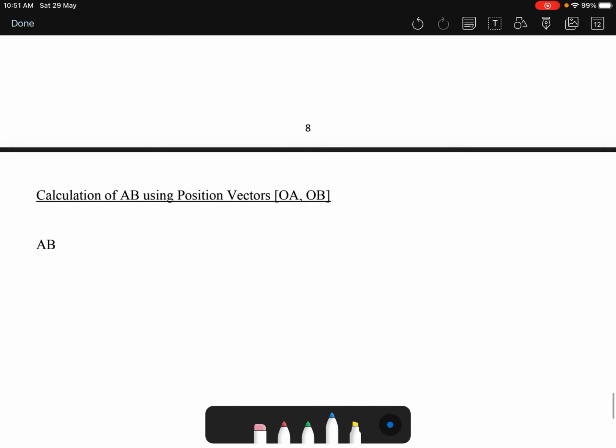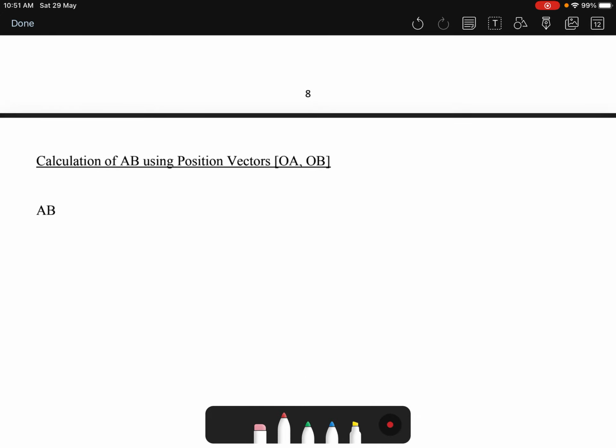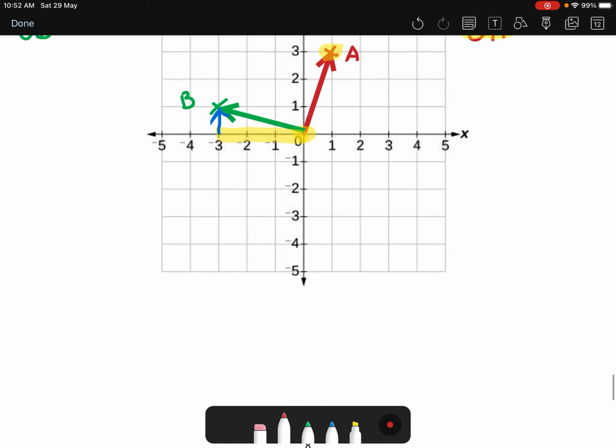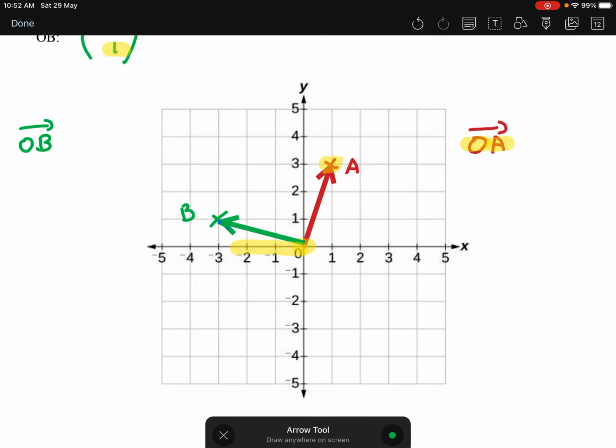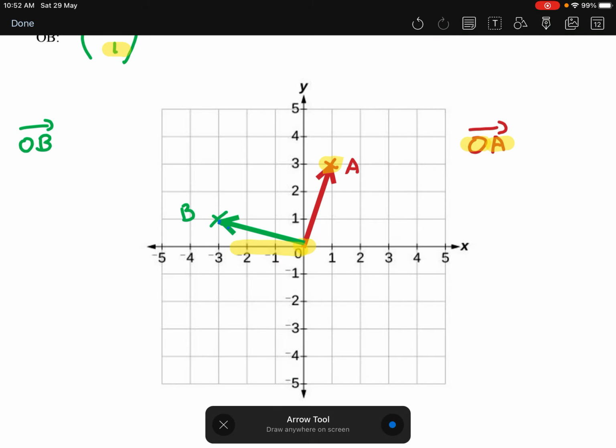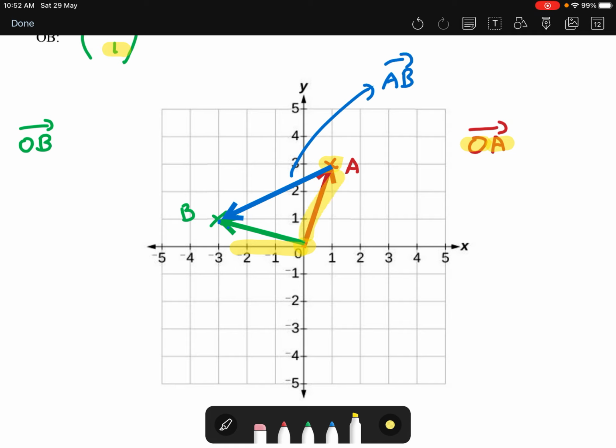Alright, so next will be the calculation of AB using our position vectors OA and OB. Alright, so how do we calculate? So remember, for AB, we want to start from point A and go to point B. So let's draw an arrow. Okay, so I start from A, I go to B. Okay, so this blue line is what we call AB. But the question is, how do we calculate using just the information from OA and OB?